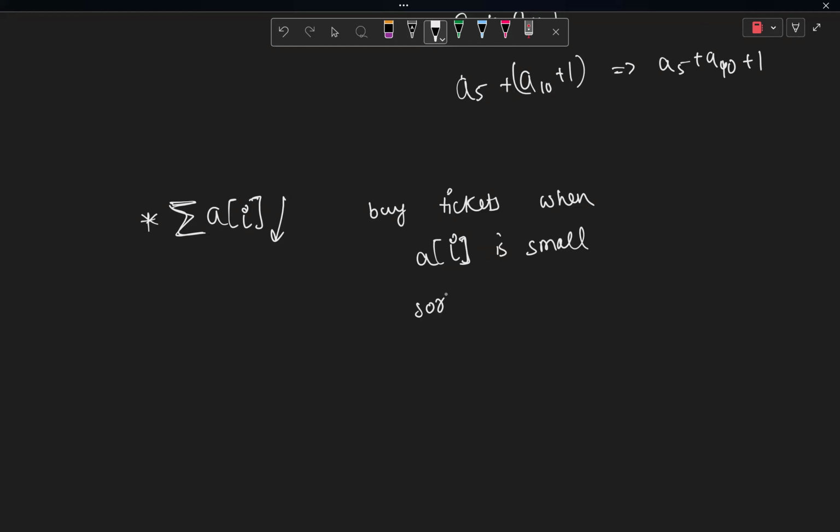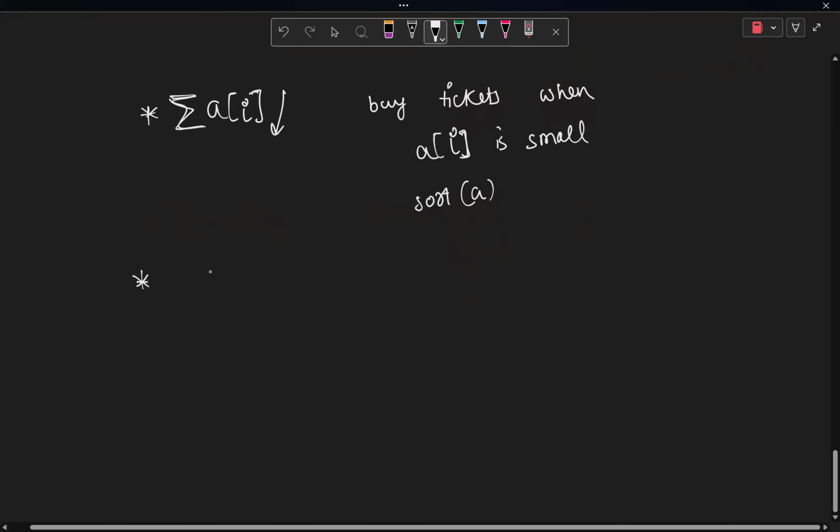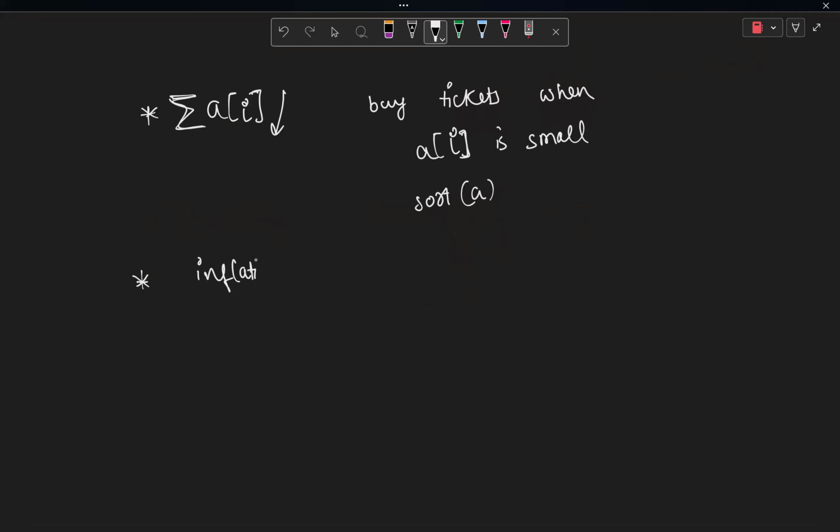So we can just sort the array A and then start traversing the array from the beginning. The second thing is, to reduce the summation of inflation, try to buy more tickets on the same day. Try to buy M tickets on a day, which will actually make sense. If K is greater than or equal to M, in that case, buy M tickets. Otherwise, just buy K tickets, basically the remaining number of tickets.